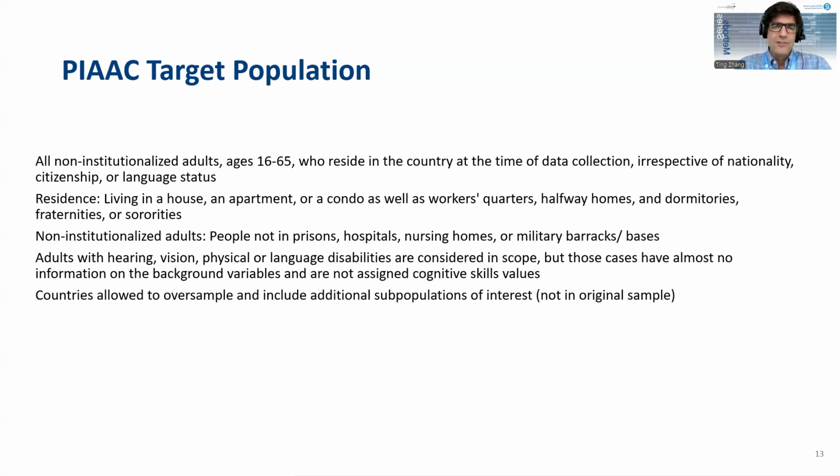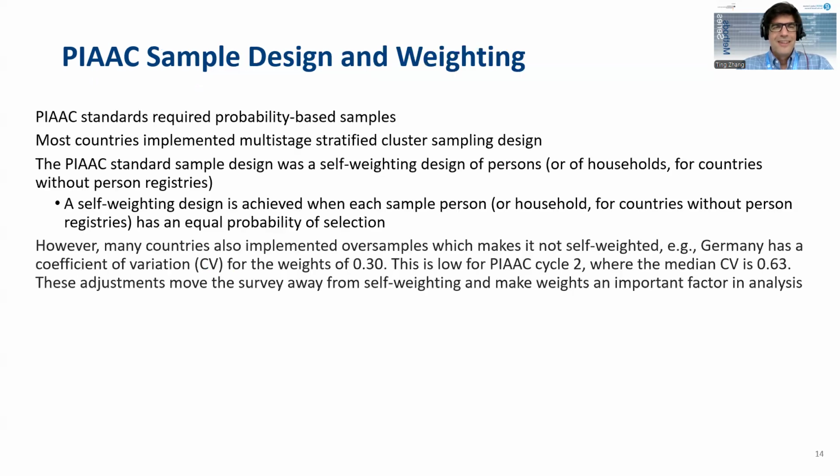Adults with hearing, vision, and physical or language disabilities are in scope, but they have limited information, background variables, and cognitive skill values. Countries were further allowed to oversample and include additional subpopulations of interest, and many of them did that. PIAC standards require a probability-based sample, which is why we're going to have weights. And most countries implemented that with a multi-stage stratified cluster sampling design, but some used a single-stage design, as we'll talk about later.